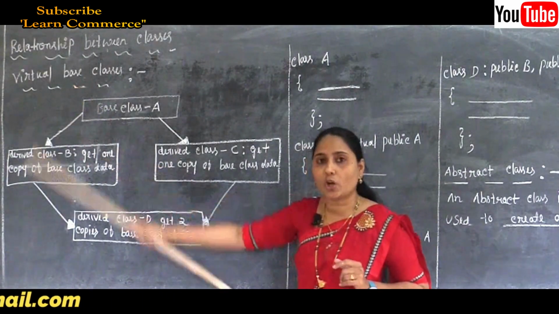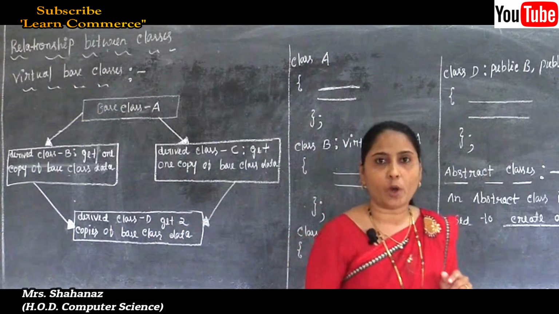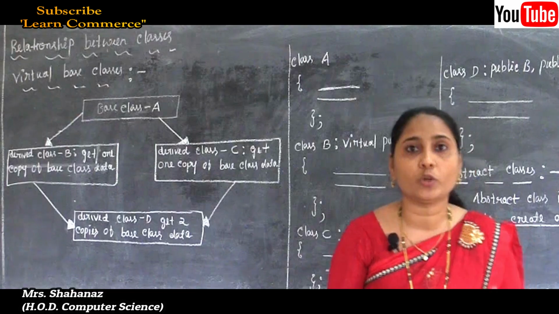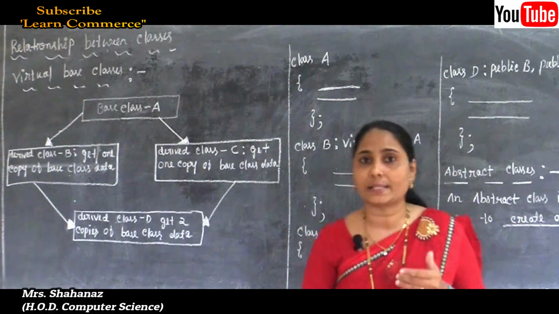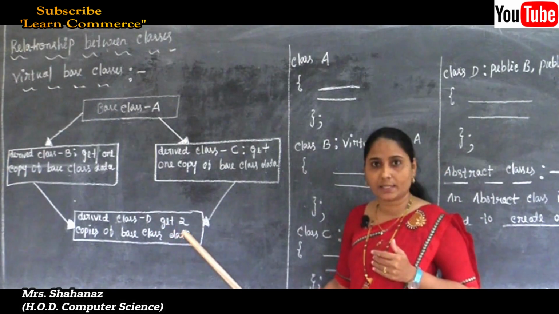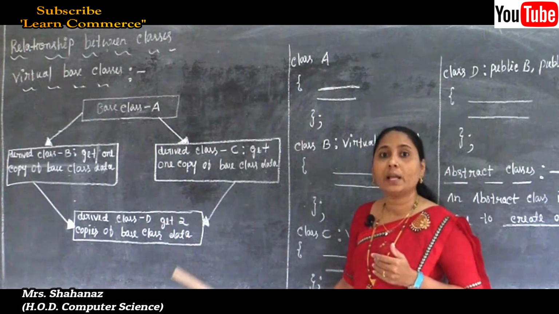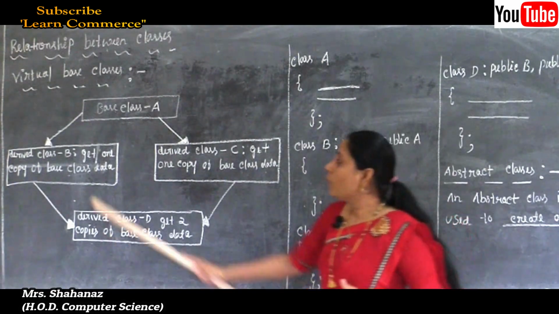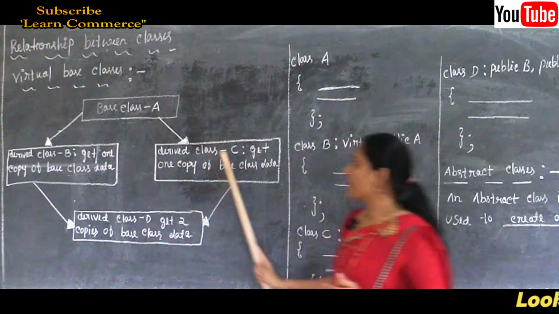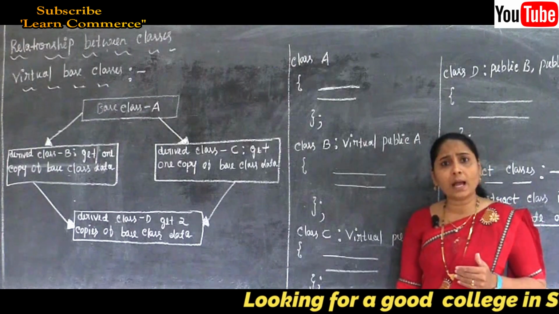How is it going to solve the ambiguity problem? That means whatever classes are going to be constructed, such classes are going to be declared as virtual base classes here. That means we can say that here. Now, what are the classes we are going to get as virtual base classes? One is class B and the second one is class C.